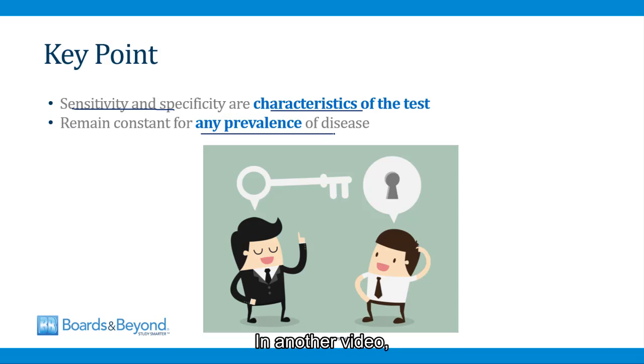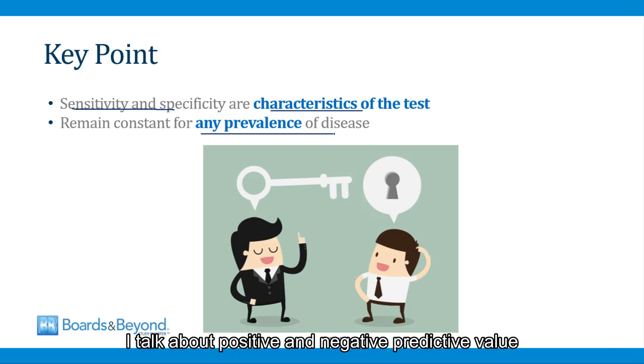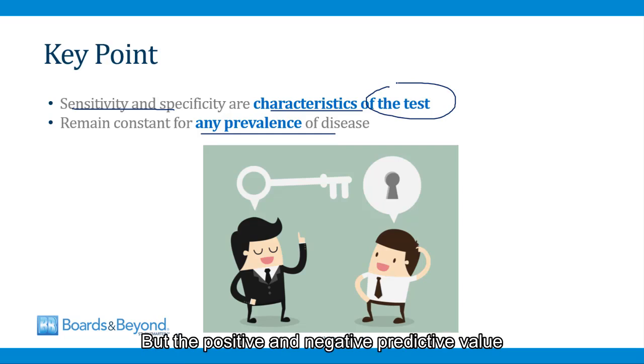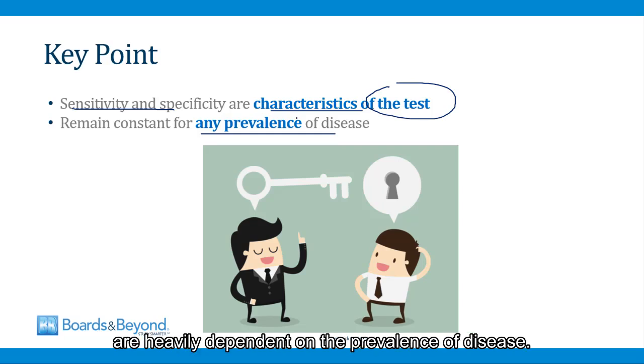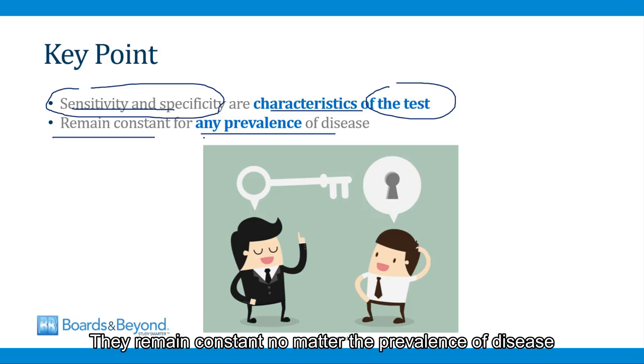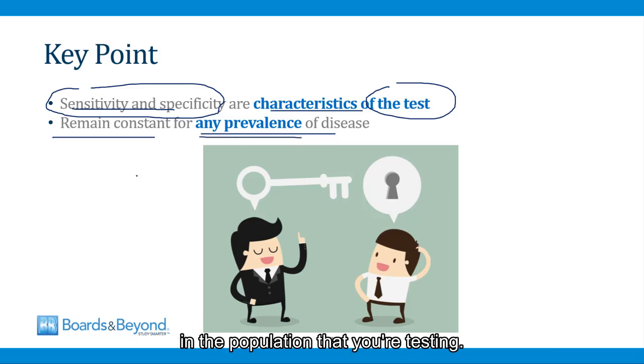In another video, I talk about positive and negative predictive value, which can also be described for an individual test. But the positive and negative predictive value are heavily dependent on the prevalence of disease, and that is not true for sensitivity and specificity. They remain constant no matter the prevalence of disease in the population that you're testing.